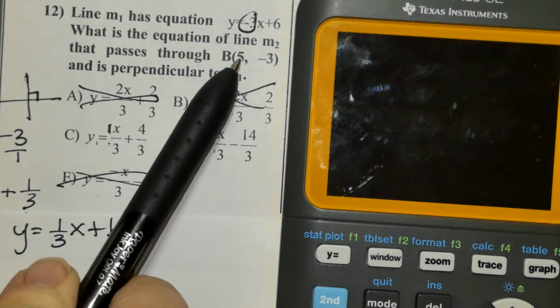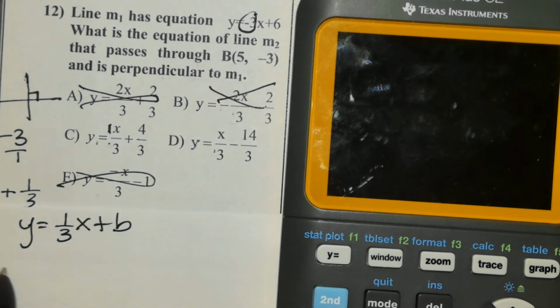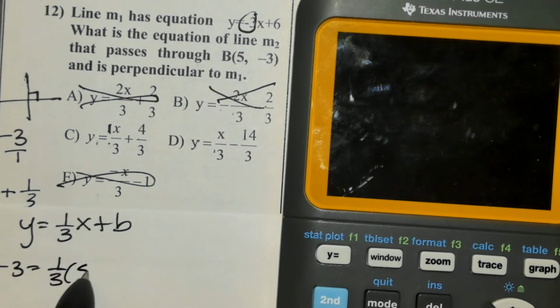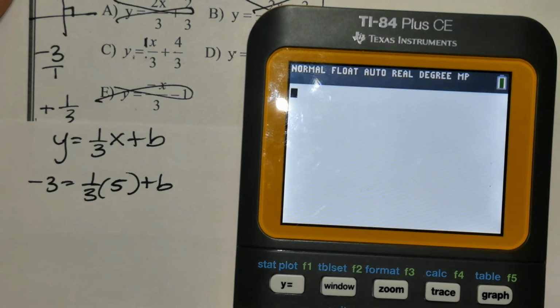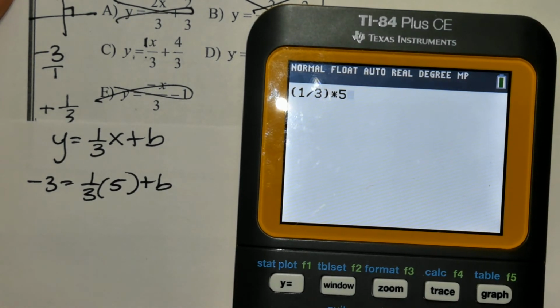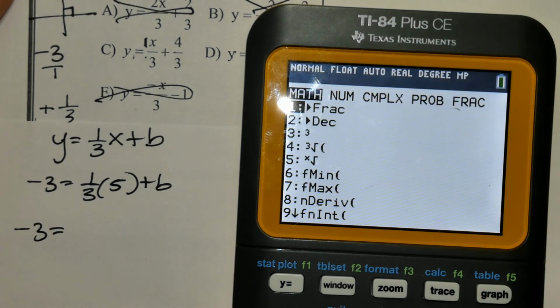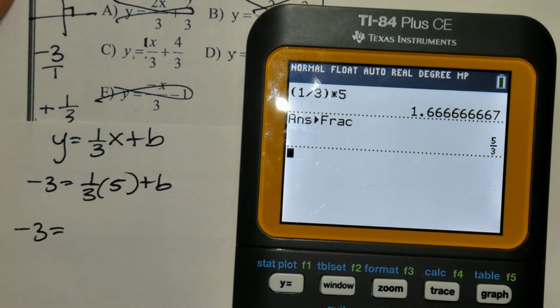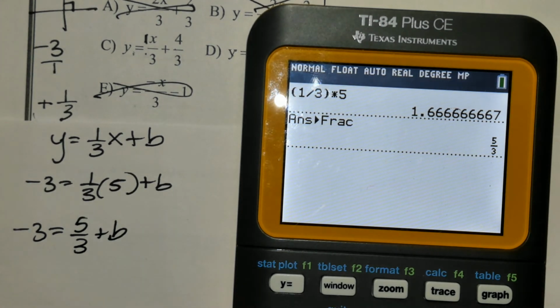Again, we have a point. This is your x and this is your y. Let's put 5 in for x and -3 in for y. So I'm going to take 1/3 times 5, and you could do it on a calculator, you could do it by hand. And I have -3 equals, so how do I write that down? Remember, we hit the button that says math, fraction is highlighted, press enter twice. So 5/3 plus b. Now to get b by itself, I need to move 5/3 to the opposite side.